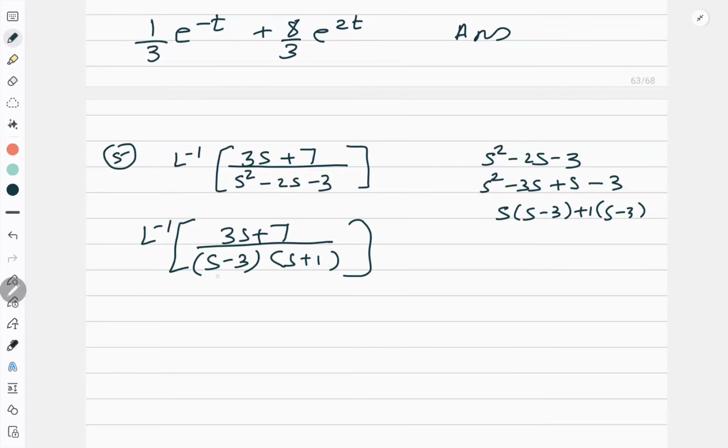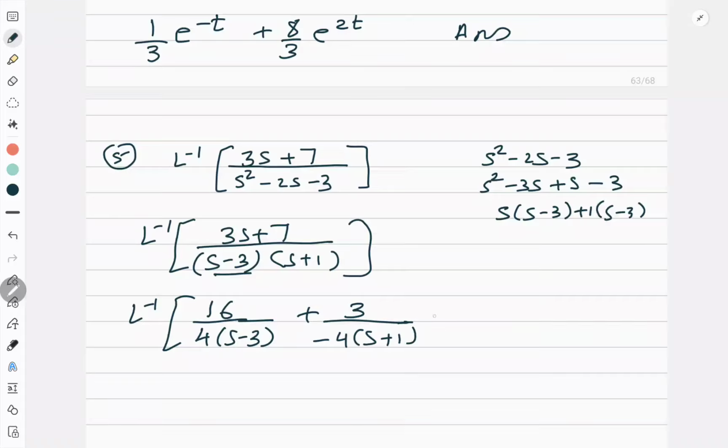So now first you put s is equal to 3. When you put s is equal to 3, what will you get? 3 threes are 9, plus 7 is 16, and 3 plus 1 is 4, s minus 3. Now put s is equal to minus 1. When you put minus 1, 7 minus 3 is 4. And here if you put minus 1, it will become minus 4, s plus 1. Correct? So Laplace inverse, the 16 by 4 will become 4 e to the power 3t, minus, this was 4, right? Minus e to the power minus t. So this is my answer.